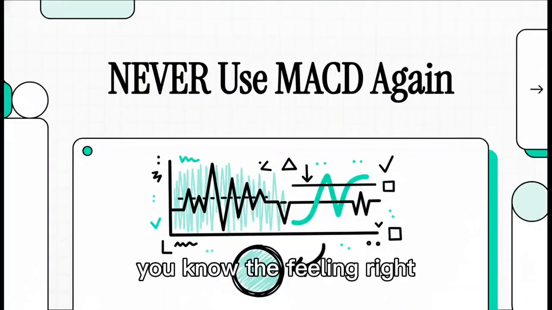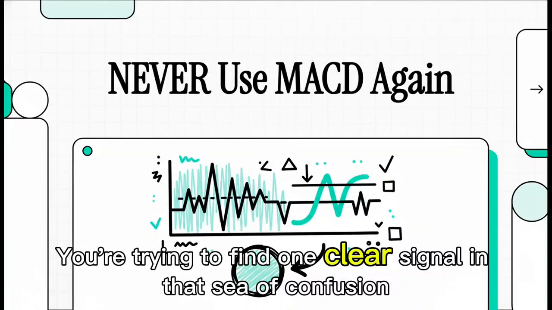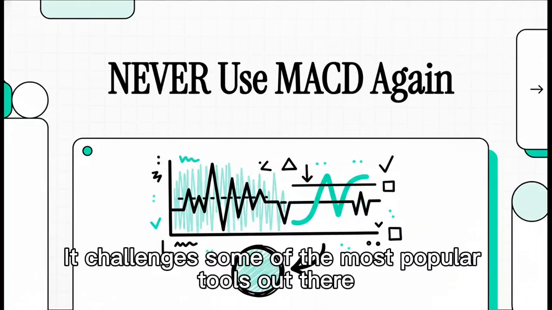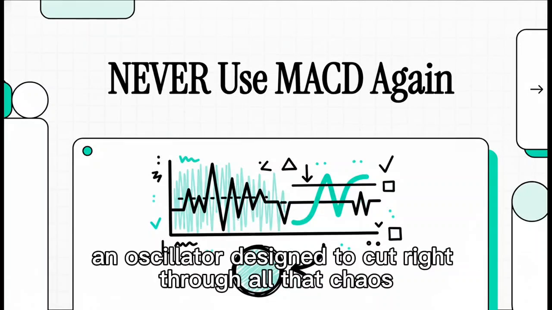All right, if you're a trader, you know the feeling, right? You're staring at a chart and it's just a total mess of data. You're trying to find one clear signal in that sea of confusion. Well, today we're going to look at a source that makes a pretty bold claim. It challenges some of the most popular tools out there, like the MACD, with what it says is a real solution, an oscillator designed to cut right through all that chaos.